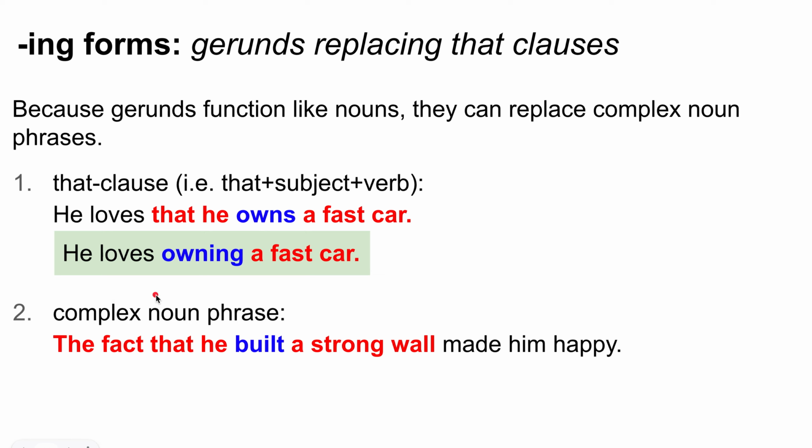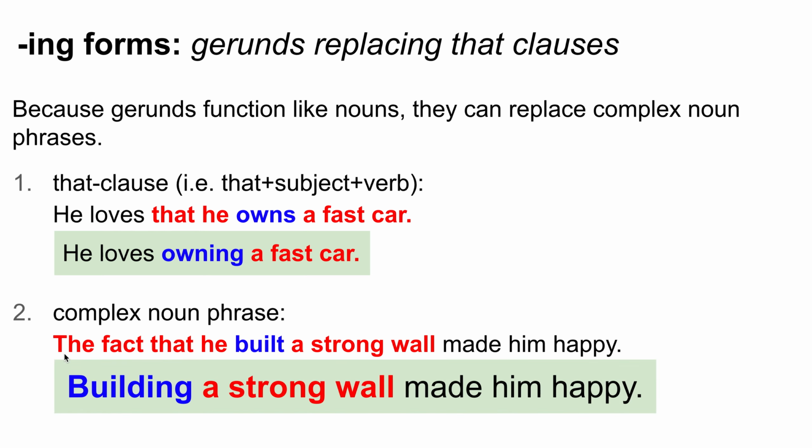Then we also, once again, can replace a complex noun phrase. For example, the fact that he built a strong wall. This is a complex noun phrase, okay? So let's look at how we can simplify it. Start by reading the whole sentence. The fact that he built a strong wall made him happy. Okay, replacing it with a gerund. Building a strong wall made him happy. Okay, and we have building instead of built. We don't need that phrase or he. Okay, we deleted everything and we kept the gerund.